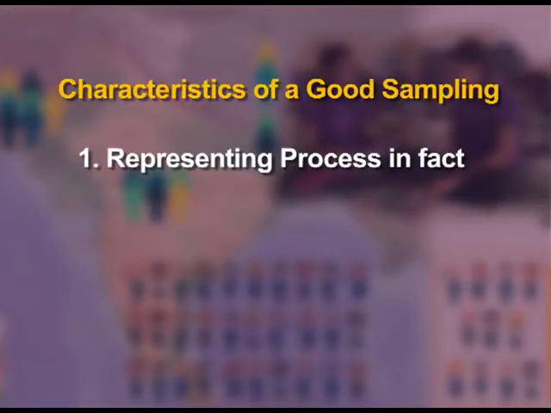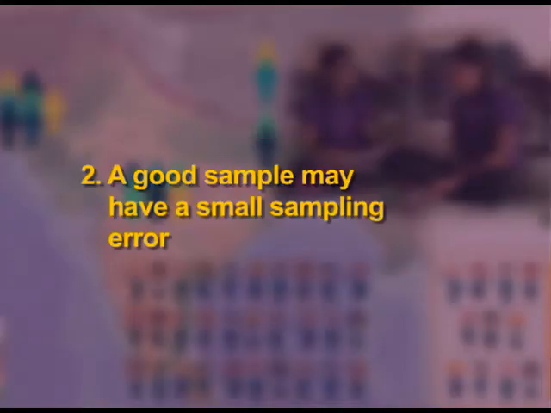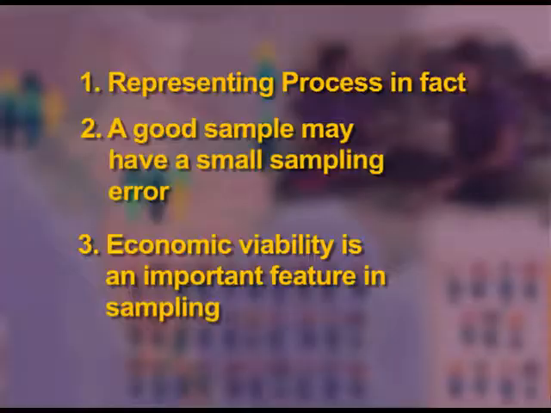Characteristics of a good sampling. First, representative process in fact. Representativeness is not the property of the sample, but of the procedure by which the sample is obtained. Second, having small sampling error. Even in good sampling, there may be small sampling error which is always acceptable. Third, minimizing economic burden in sampling. Sampling procedure helps to minimize economic burden for study.